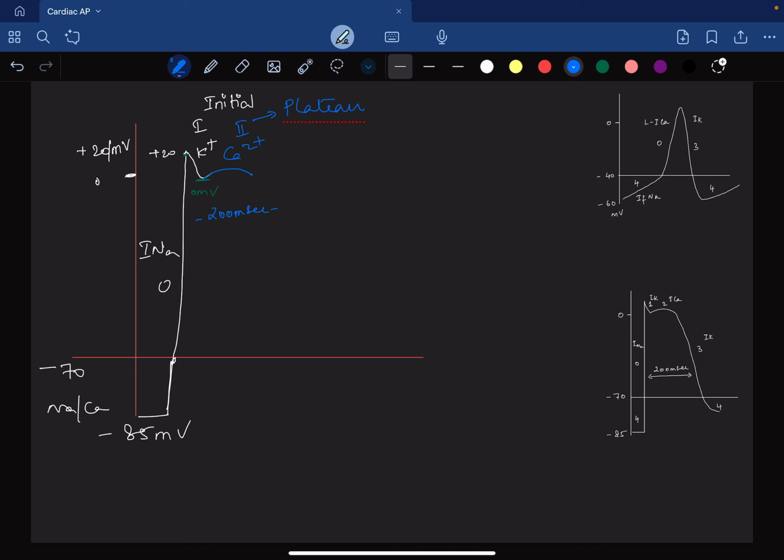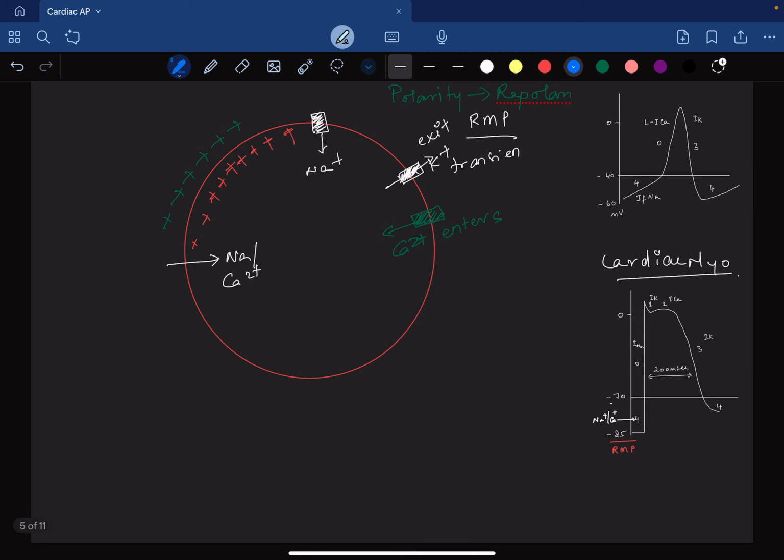Finally, after the plateau phase, the calcium channels sort of have like a finite level of calcium that can enter. The calcium channels then close. Okay, then another set of potassium channels open. Okay, I'm going to draw it in a different color because this is a different potassium.